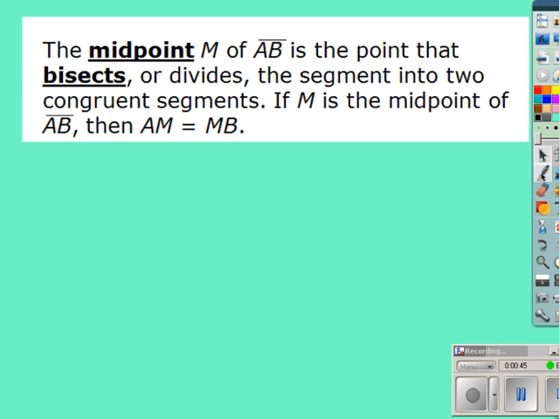So I'll draw a picture of that so we can get a visual. Here's my line segment AB. I put a midpoint here, M. The section from A to M has the same measurement as from M to B. It's right smack dab in the middle.